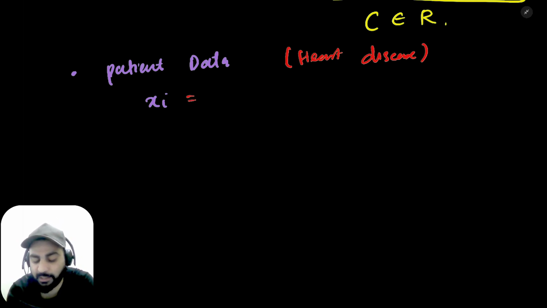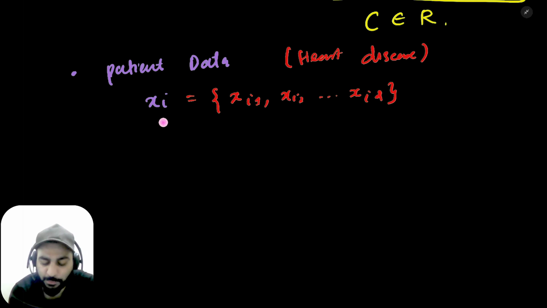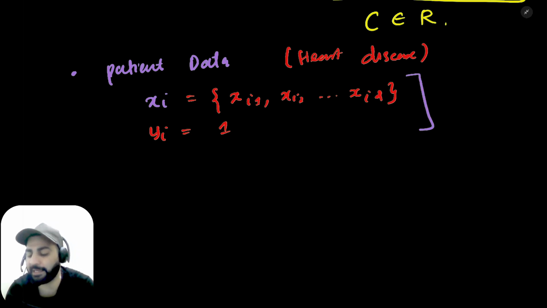So Xi will have different features, like Xi1, Xi2, and so on till, let's suppose, XiD. These are the features he'll have. Then there will be a corresponding label, so Yi, let's suppose, is 1 for this. Okay, so this we call one data point. One data point will be there in the patient's record.